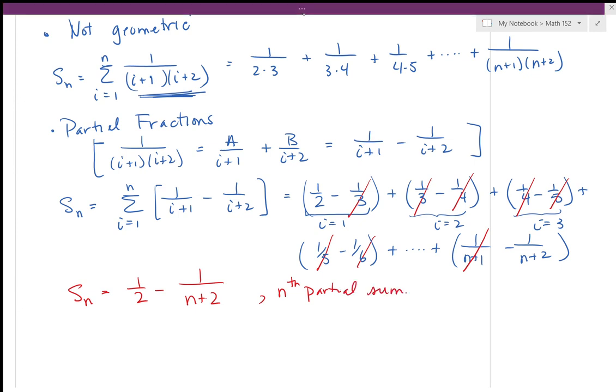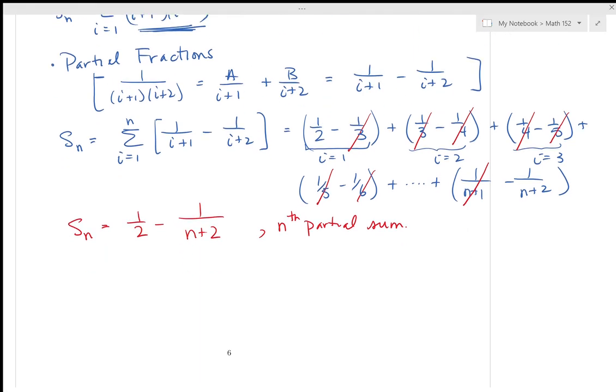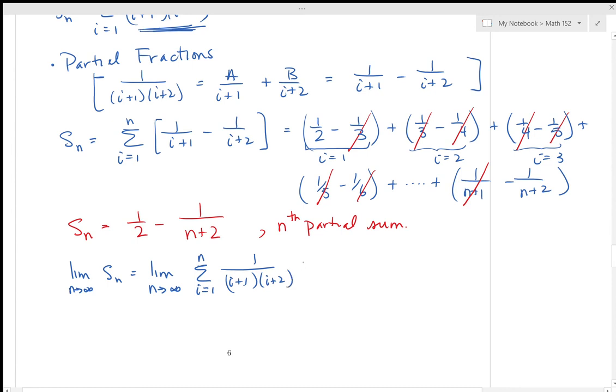So partial fractions in a different context. Now what we can do is take the limit as n goes to infinity of S_n, and that's going to be the limit as n goes to infinity of the sum of i equals 1 to n of 1 over i plus 1 times i plus 2. And now we know that that's the limit as n goes to infinity of 1/2 minus 1 over n plus 2. And then this thing will go to 0, so this is a half.